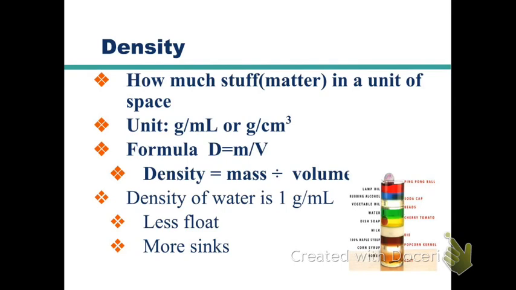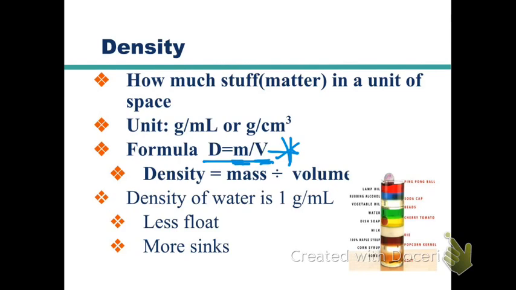So when we look at density, we're simply comparing the mass to the volume. And you can also see that within the formula here. Now this formula is going to be very important. You do need to know it. So density is mass divided by volume, or you could think of it as mass per volume. How much stuff, which is the mass, per unit of space, which is volume.